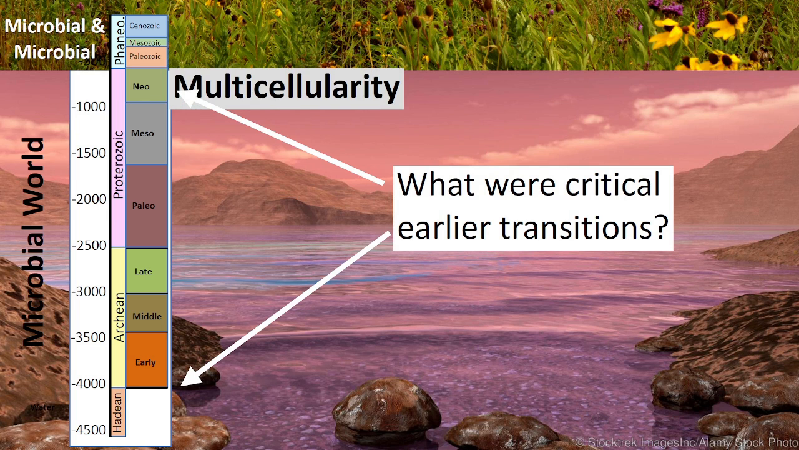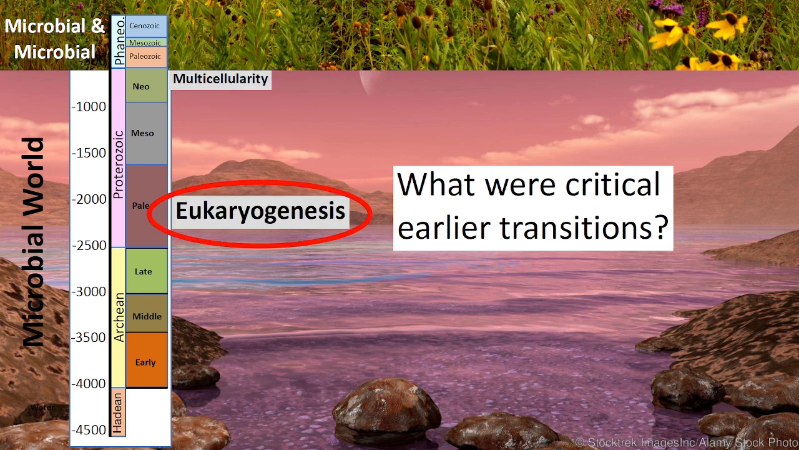I'm not going to answer it for you because I don't know the answer. It turns out you have to work. But one can ask about the critical earlier transitions. An important earlier transition is eukaryogenesis. I'm not going to answer eukaryogenesis today, I'm sorry.